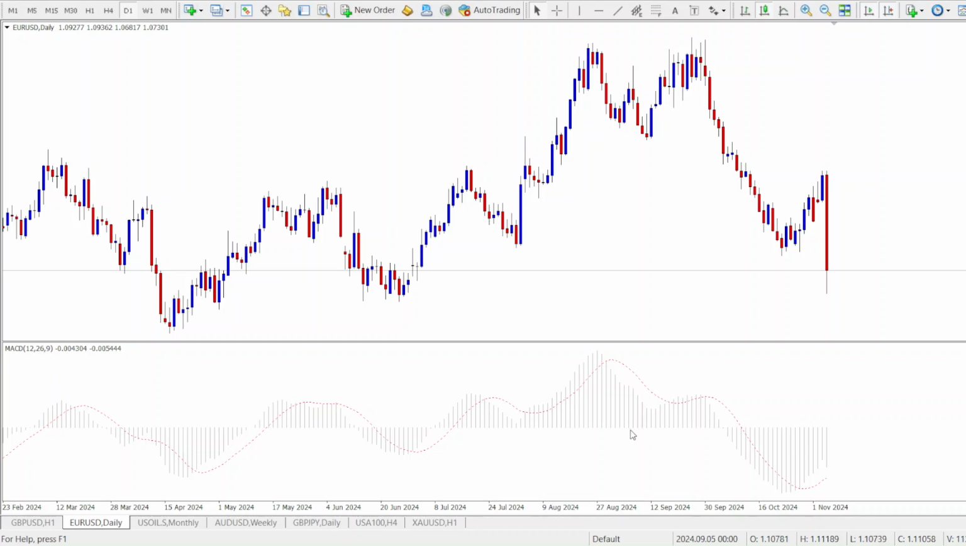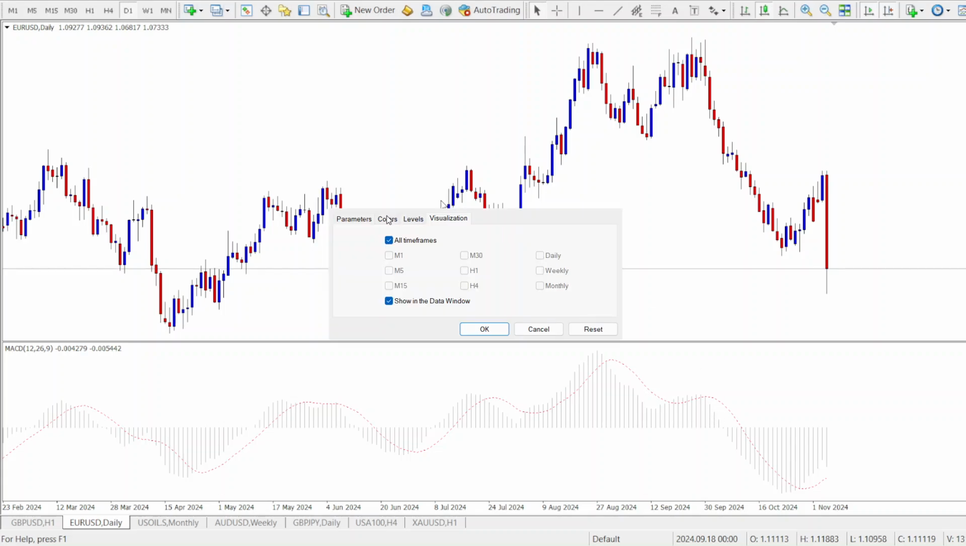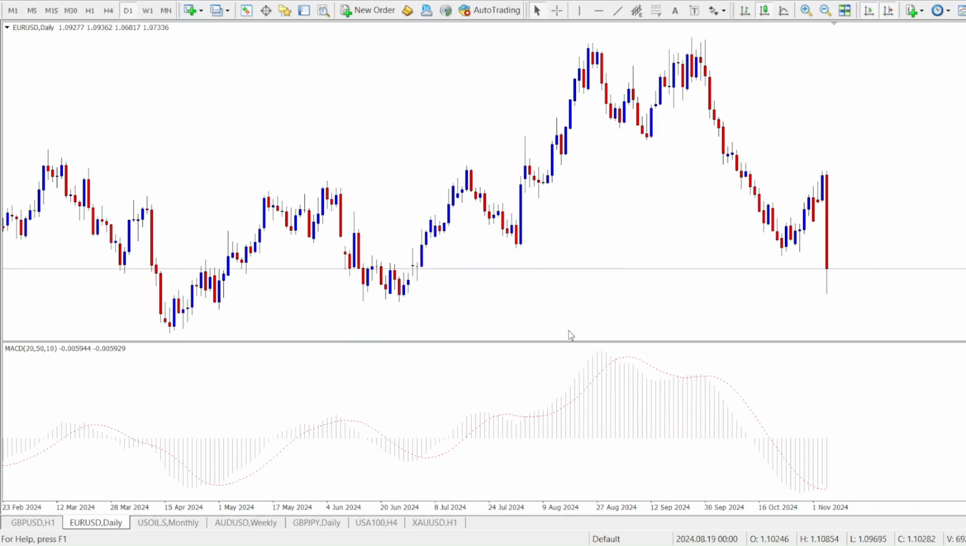Can you see now? When the histogram bars are above the zero line, when it's in the positive territory, it can signal a bullish momentum. And when it's in the negative territory below zero, it signals a bearish momentum. So I'm just going to change these parameters back to the ideal settings for a daily chart: 20 fast EMA, 50 slow EMA, and 10 for the MACD SMA.